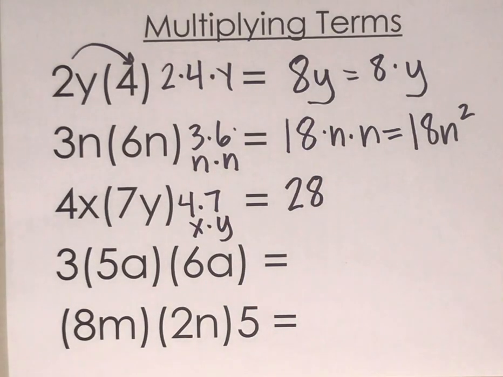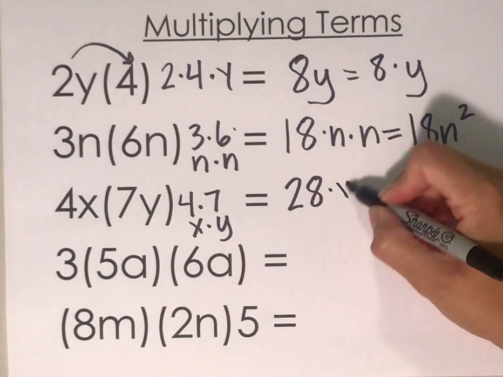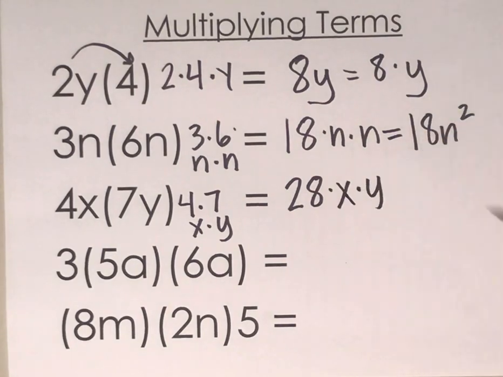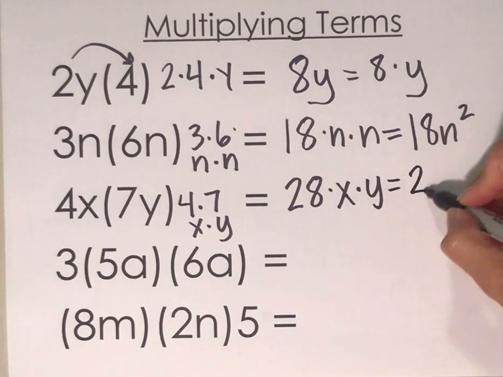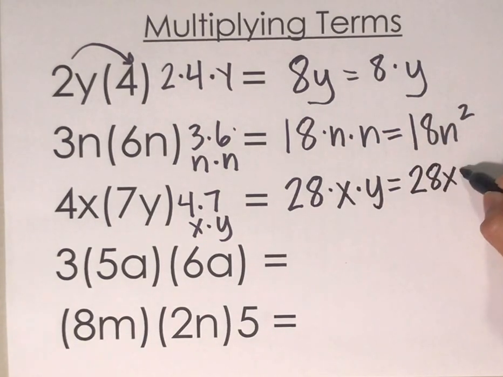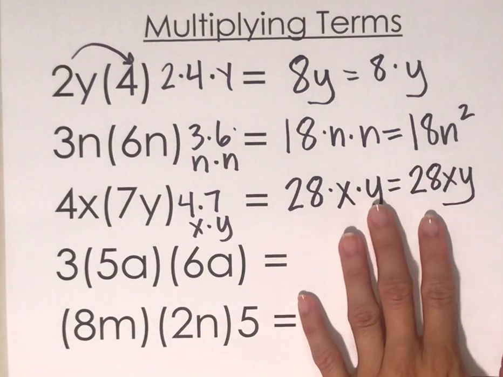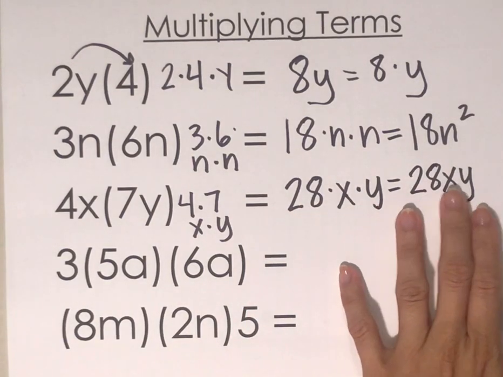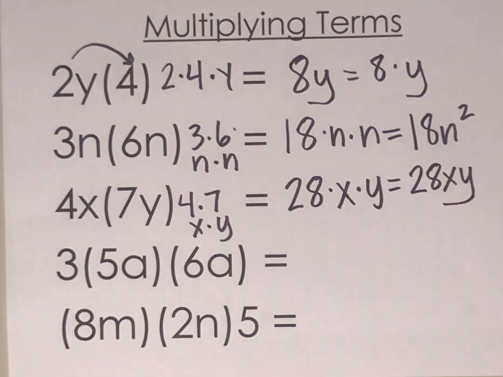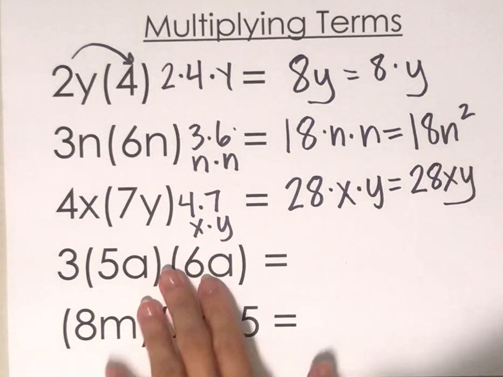Now, I can't multiply x by y. I don't know what x and y are, so they just get carried over. Kind of like if you were to put them here, so the dots are there, and then I just take the dots away. So then my final answer would be 28xy, because these again are equivalent expressions. All this means to multiply. So it's 28xy.